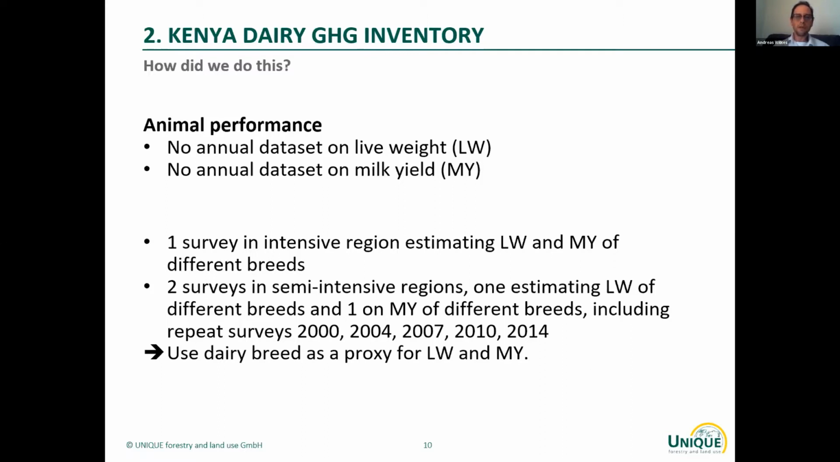In the intensive region, we were able to find some relatively good quality studies estimating the live weight and the milk yield of different breeds. And in the semi-intensive region, again, one study that estimated live weight of different breeds and one the milk yield of different breeds. So we ended up using dairy breed as a proxy for live weight and milk yield.